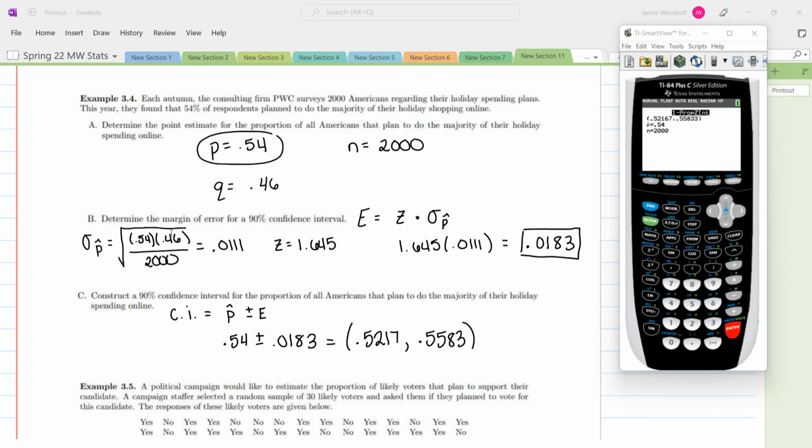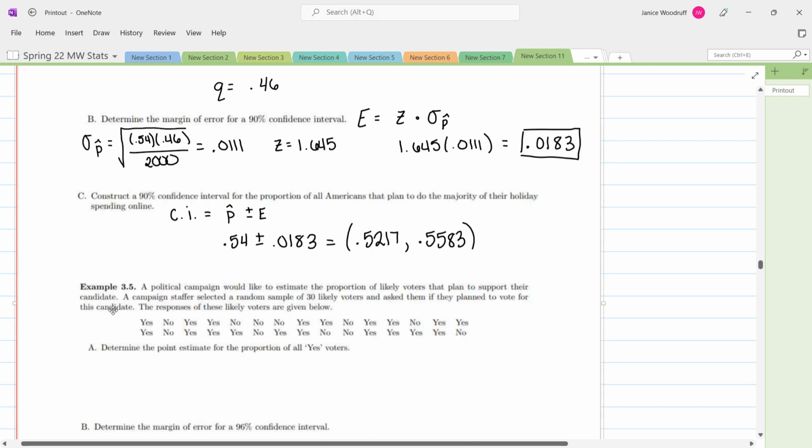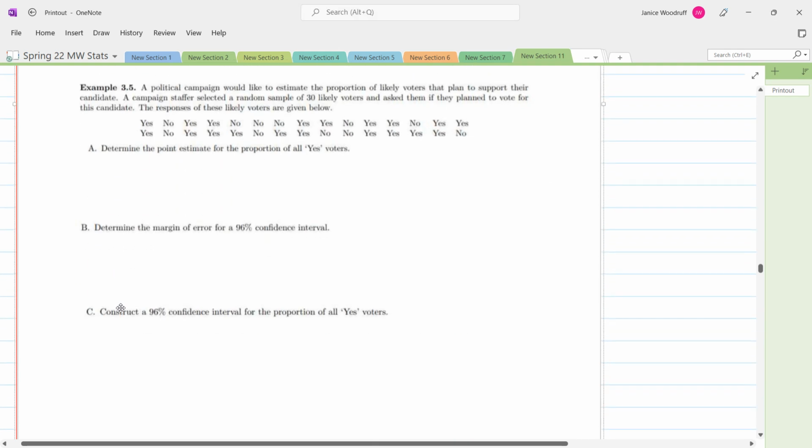All right, next example. A political campaign would like to estimate the proportion of likely voters that plan to support their candidate. A campaign staffer selected a random sample of 30 likely voters and asked them if they plan to vote for the candidate. These responses are given below. All right, so we have the raw data. Yes, no, yes, no, yes, no. We got to figure out how many there is.